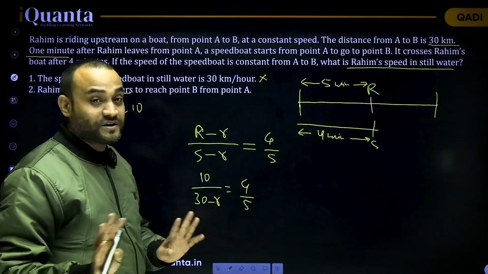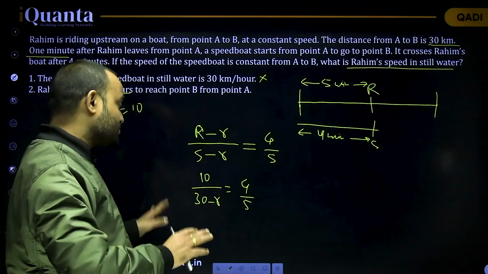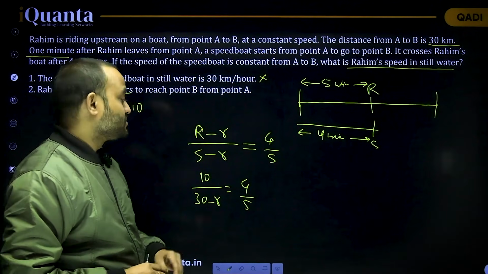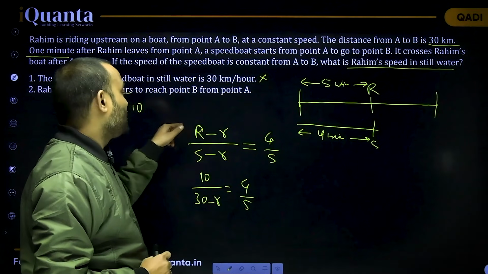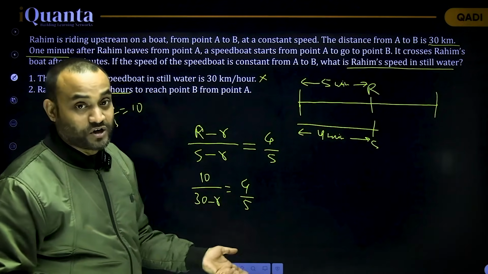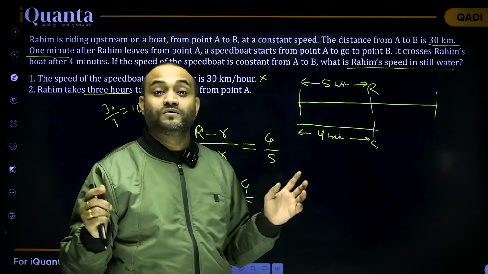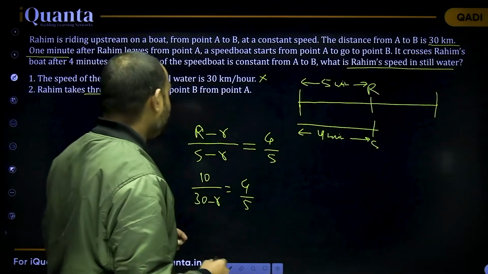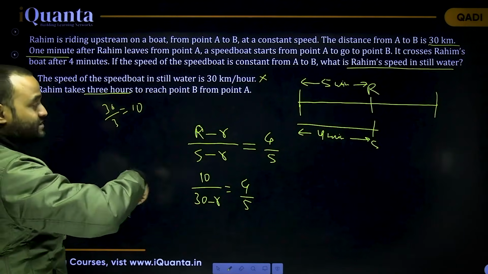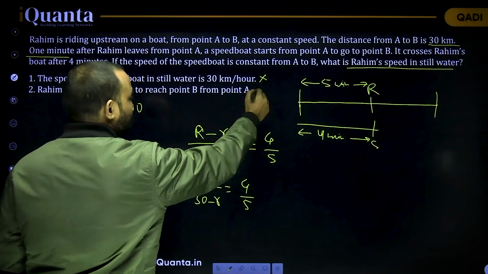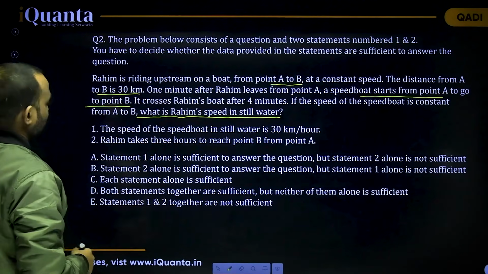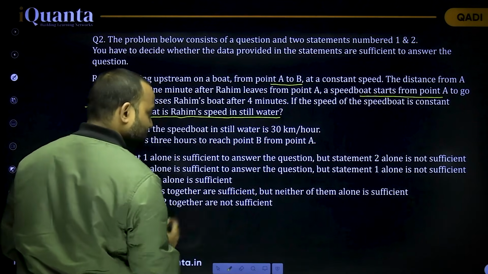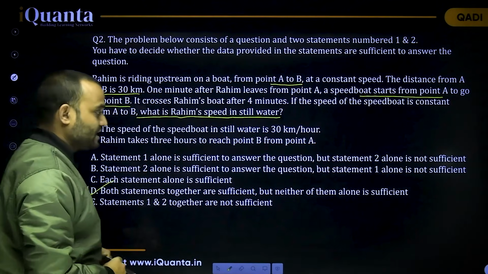Do we need to solve it? No, we don't need to solve it. We just need to understand if we will be able to answer this question, right? So of course, when we get the value of r, and R minus r is equal to 10, we put it and we get the value of speed of Rahim in still water, right? So the answer can be given by both the statements together, but not by any of the statements alone. So the answer for this question is: both statements together are sufficient, neither of them alone is sufficient. Option D.